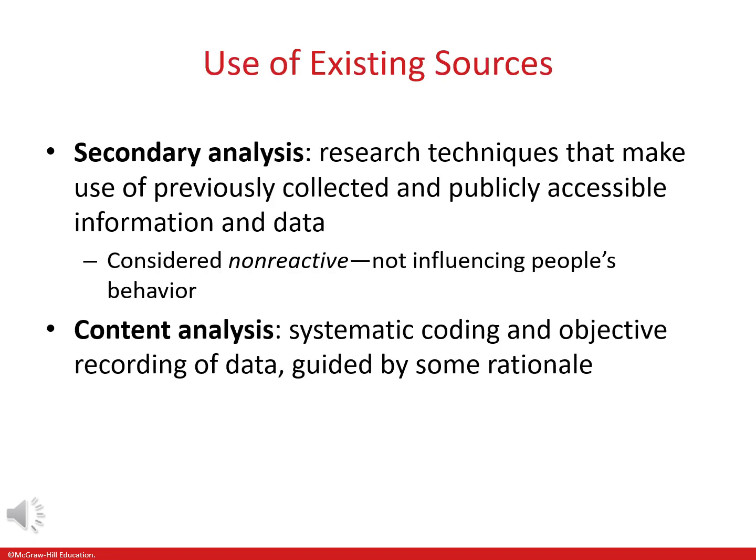Use of existing sources. Sometimes it's easier to use existing sources, especially when it comes to tough research or sensitive groups. But you have secondary analysis. It's a research technique that makes use of previously collected data. So it might be data from the Census Bureau, from the CDC, from the health department, and it's publicly accessible information. So it's not going to have anyone's personal information as far as names or identifiers. All that will be de-identified. Identifiers means like name, social, phone number, address, things like that. It's considered non-reactive because it's not influencing people's behavior. You're just studying data that's already out there.